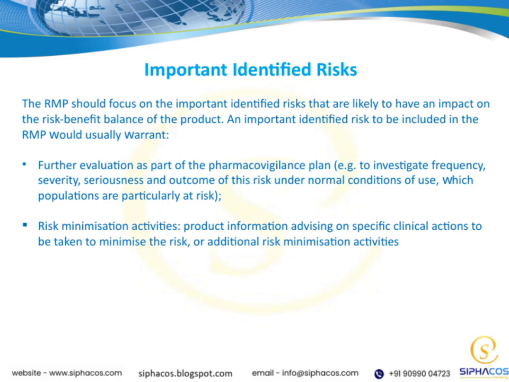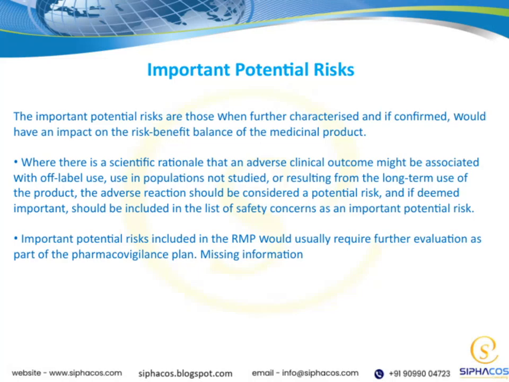Overall, the goal here is to ensure that we are continuously monitoring these important risks and actively working to minimize their impact, which ultimately helps us protect patients and maintain the quality of the product. The important potential risks are those that, once further characterized and confirmed, could impact the overall risk-benefit balance of the medicinal product. In other words, these are risks that we need to pay close attention to because they might change how we view the safety and effectiveness of the medicine.